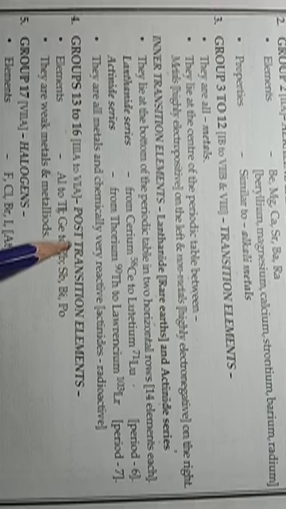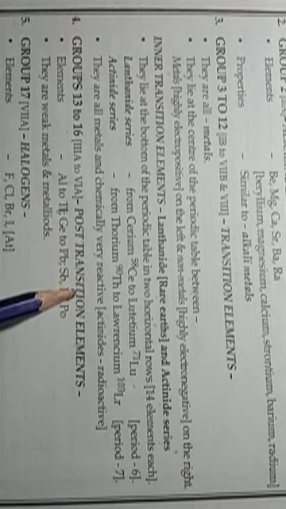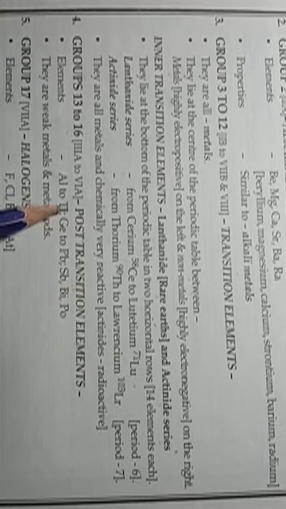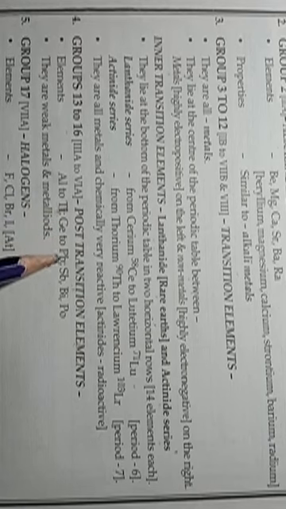Then groups 13 to 16, post-transition elements, meaning elements present after the transition elements. Elements from aluminium to thallium. The symbol is incorrect here; it is given as TI but it should be TL, so correct the symbol, students. From aluminium to thallium, from germanium to lead, antimony, bismuth, and polonium.